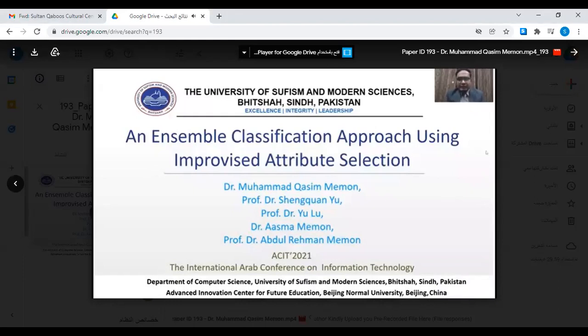Today my topic is about the ensemble classification approach using improvised attribute selection. And this conference paper is presented by Dr. Mehmet Asmama, Professor Dr. Session12, Professor Dr. Yulu, Professor Dr. Asmama, and Professor Dr. Mehmet. This conference paper was presented at the International Conference of Information Technology in 2021. So let's move to the next slide.